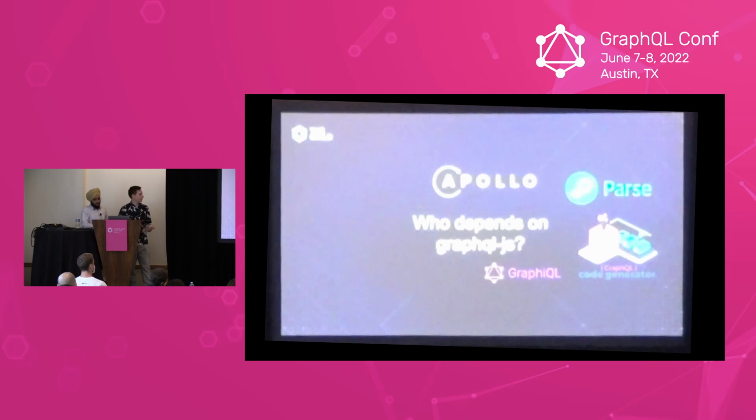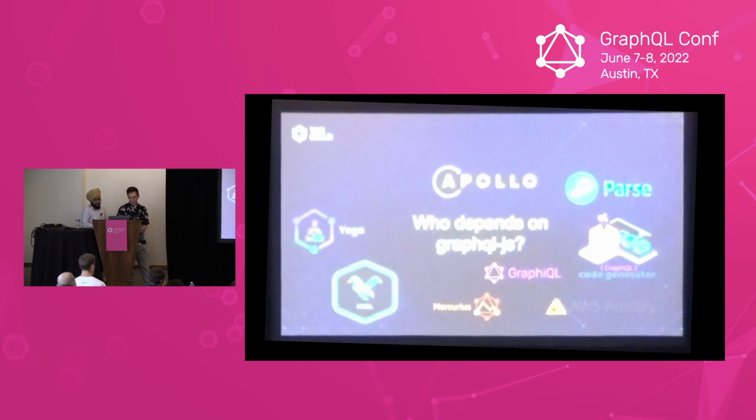We have stuff like GraphQL Code Generator, which we are maintaining, which also heavily uses GraphQL-js. Then we have platforms like AWS Amplify, which also use GraphQL-js. Other clients like URQL, Yoga, our own server, then GraphQL Helix, which is some kind of helper for HTTP GraphQL servers. Redwood.js, a full stack framework which is built on a lot of tools, and all of those tools depend on GraphQL-js.